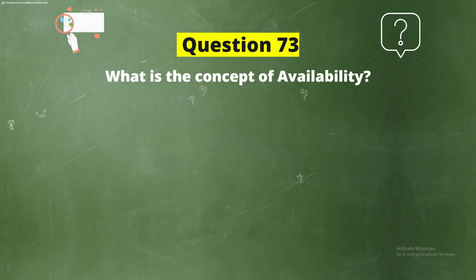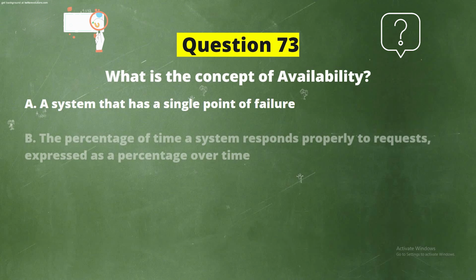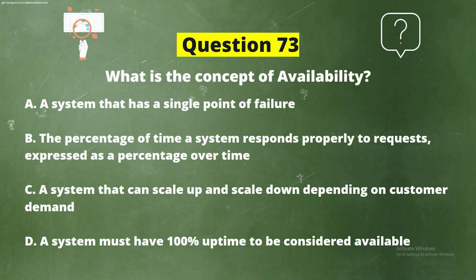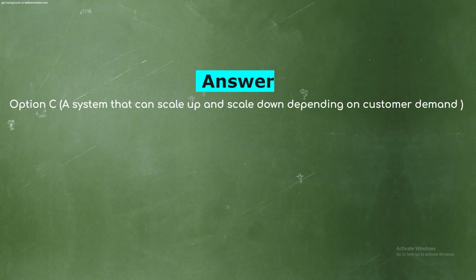Question 73. What is the concept of availability? Now, the options are option A, a system that has a single point of failure. Option B, the percentage of time a system responds properly to request, expressed as a percentage over time. Option C, a system that can scale up and scale down depending on customer demand. Option D, a system must have 100% of time to be considered available. And the correct answer is option C. A system that can scale up and scale down depending on customer demand.